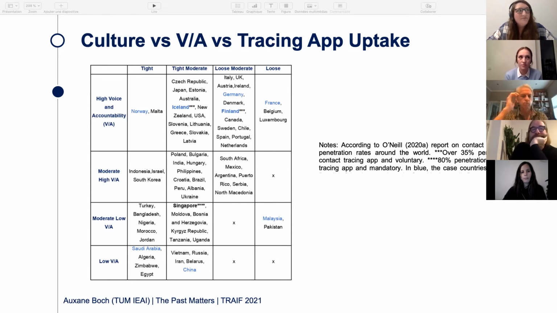And still really democratic. So you can see that Iceland was extremely good. There are three stars near that name, which means that there has been a really big uptake of the tracing app. And on the other hand, if you go to low voice and accountability, you will find Saudi Arabia and China. Those are tight countries, but with, I'm sorry, am I over time? Not yet. Okay, five more seconds. So Saudi Arabia and China are low in democracy, if we can say that, in voice and accountability, but they are super tight. And actually, they did accept some really intrusive technologies, because culturally they already had some. So they just kept following what they already had, and that's interesting as well.